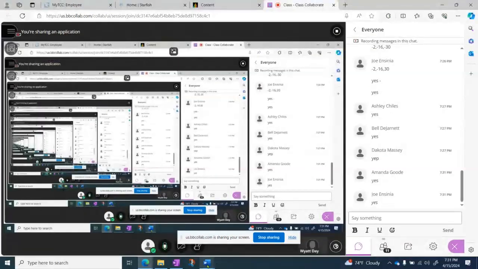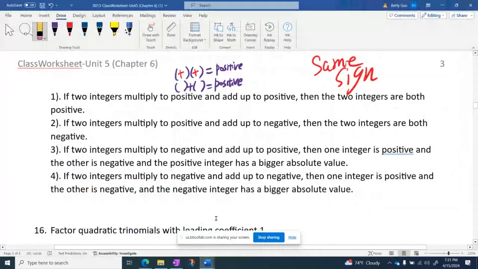Okay, thank you, Joe. And that's the first conclusion. Let's see the second conclusion. Second conclusion, if 2 integers, this time forget about number 1, okay? The 4 conclusions are separate.